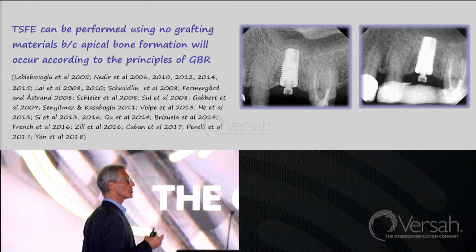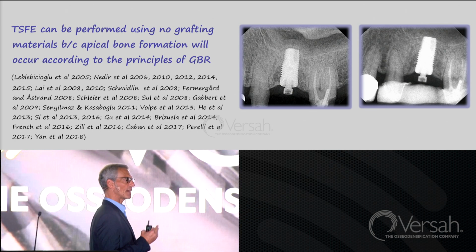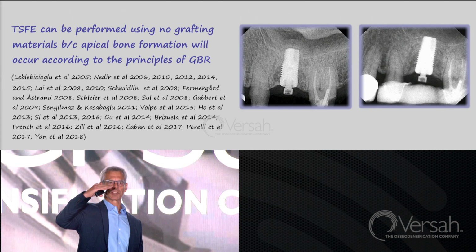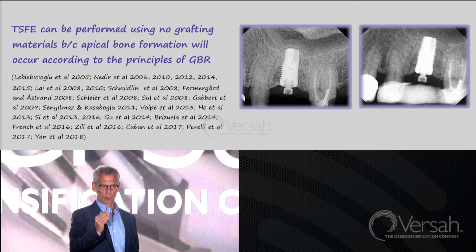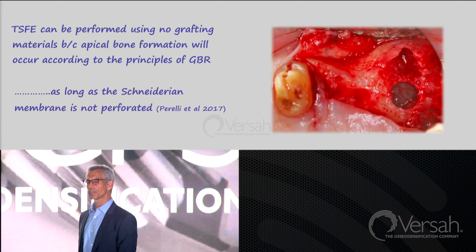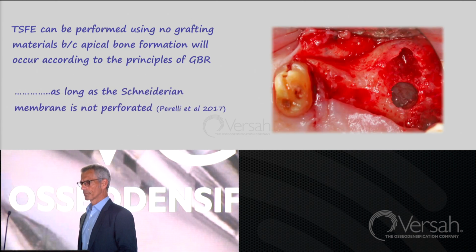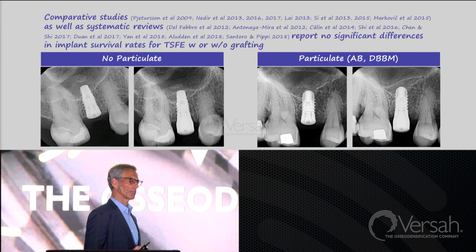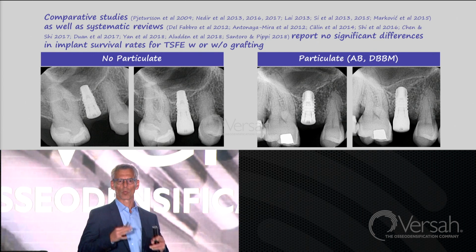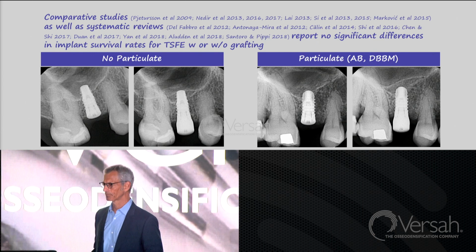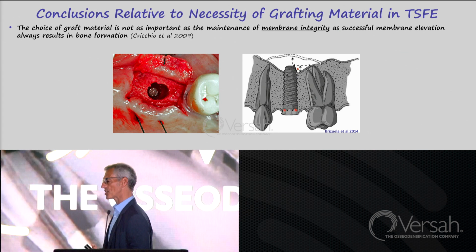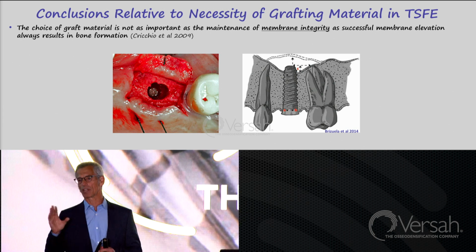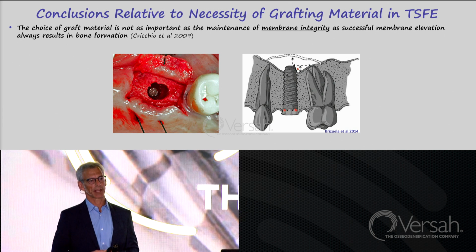And transalveolar elevation can be performed without grafting material according to the principles of GBR: membrane elevation, secluded space, stable clot. It works as long as your membrane remains intact. You review comparative studies, systematic reviews, no difference in success whether or not you use graft material. My conclusions relative to the necessity of grafting material in a transalveolar lift: trust me, the choice of your graft material is not nearly as important as membrane integrity.